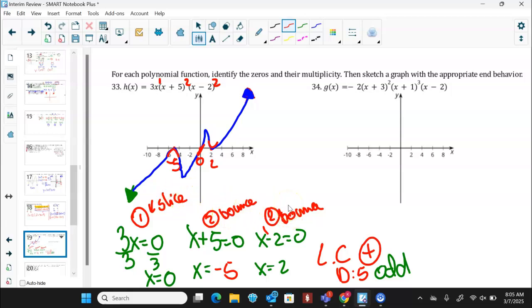So I always start from the positive leading coefficient. I go backwards to my first point, which is 2. I bounce it up. Then I go up, and then you go straight through 0, and then you bounce it back down. Okay? And then that tells me that both ends end in the different direction.